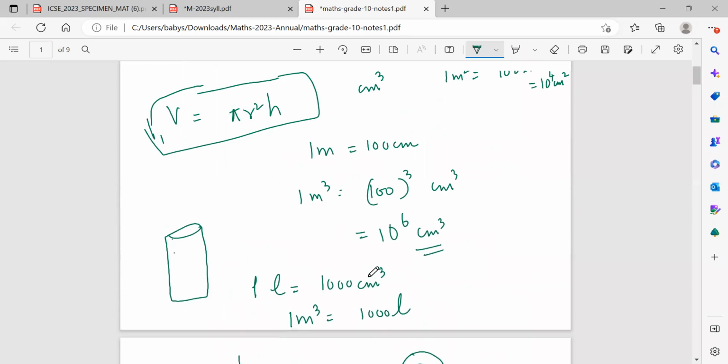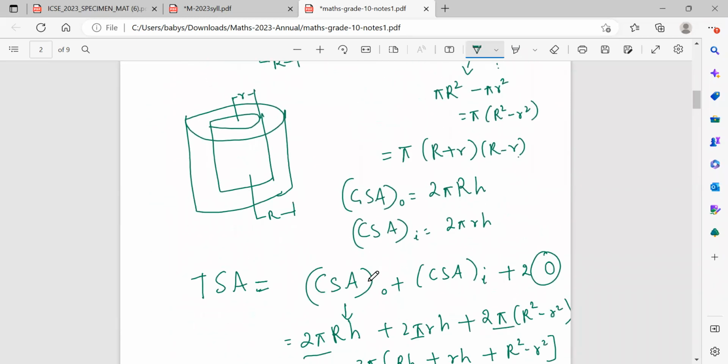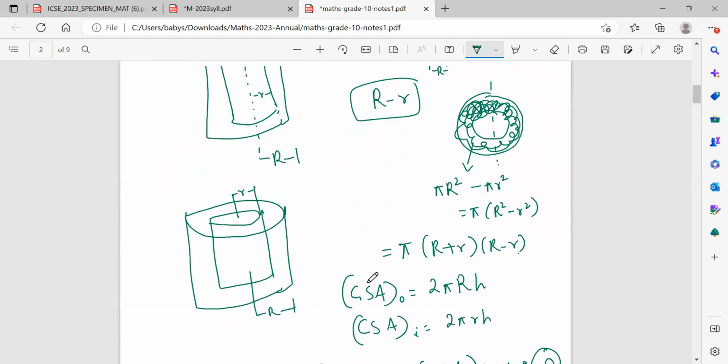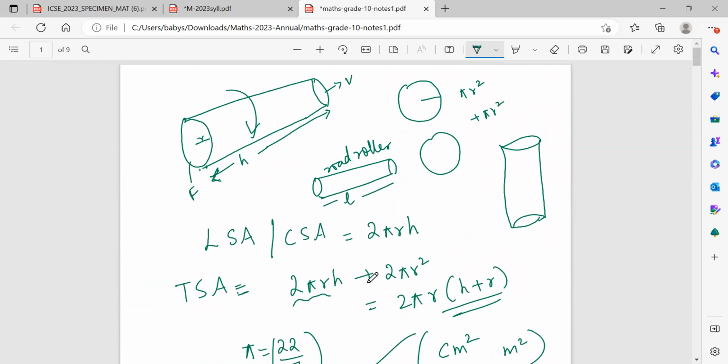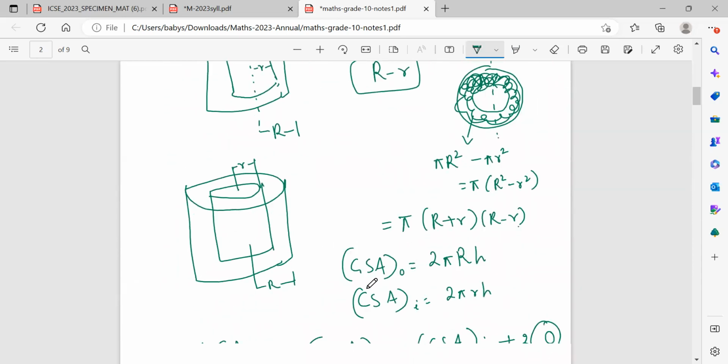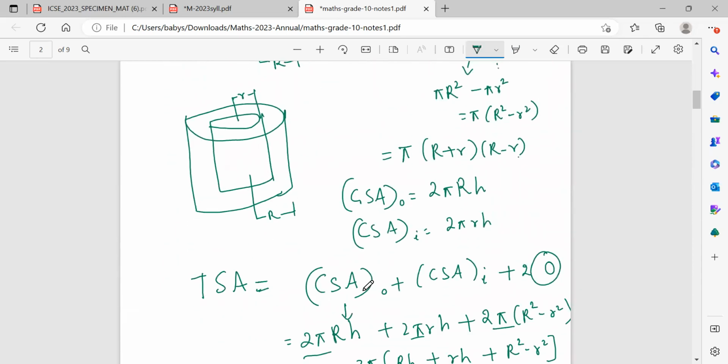They can ask you to find out the H. They can ask you to find the R or the width of the hollow cylinder, or the outer radius or inner radius. Okay, so again, you can use all of this. Just draw a rough sketch so you understand whether it's a solid cylinder or a hollow cylinder. Then what is asked? Is it LSA or CSA or TSA? And then is it volume? And accordingly, you can go ahead with this.